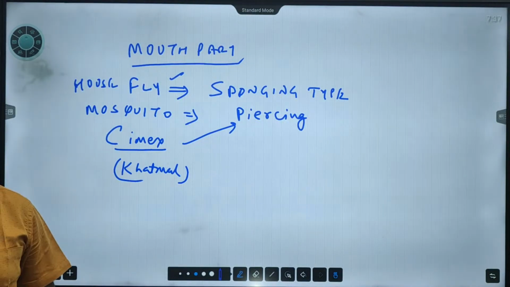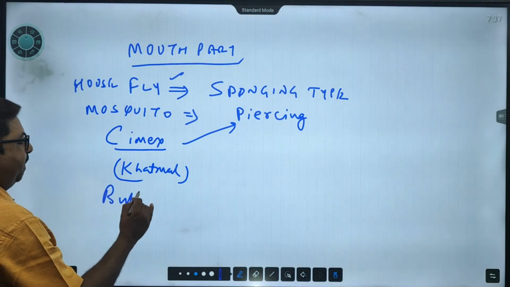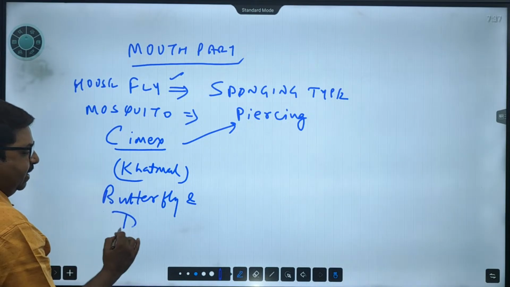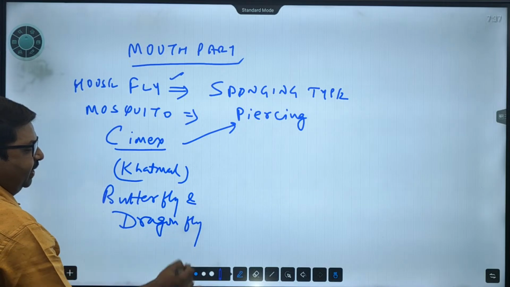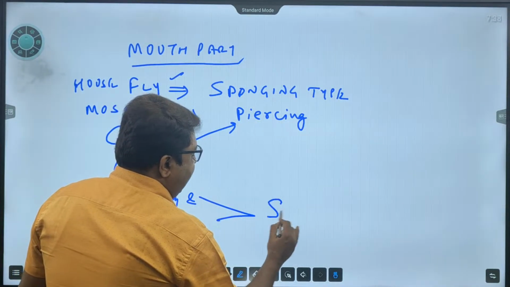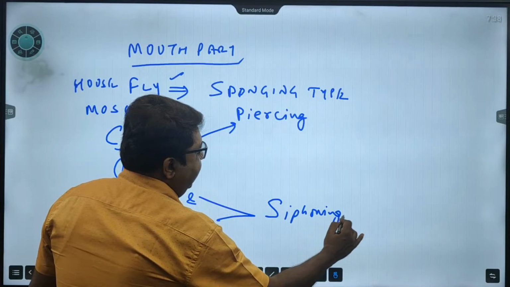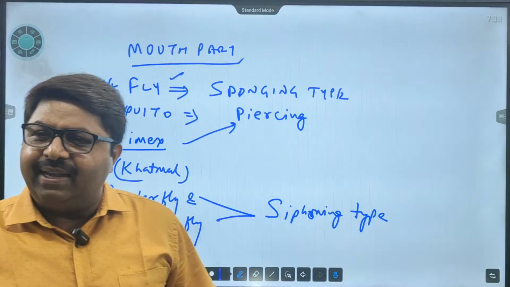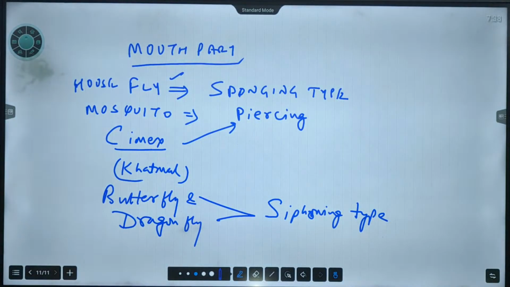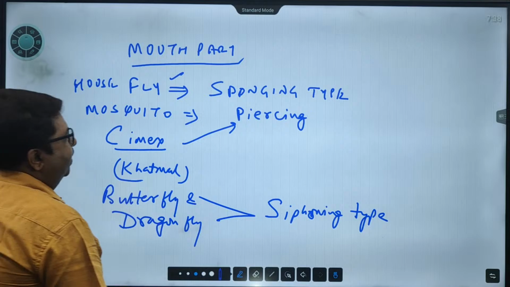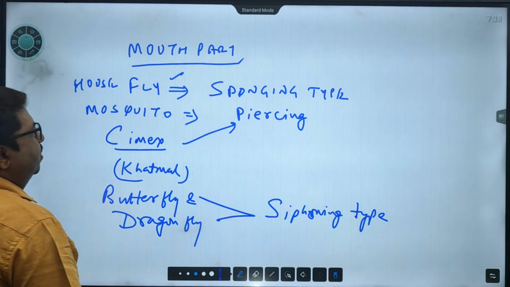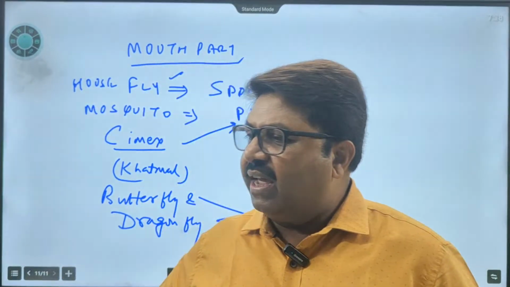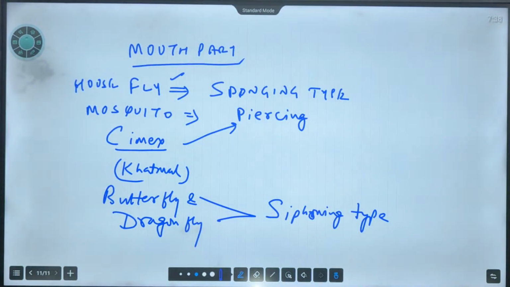Tell me. Butterfly and dragonfly, they have got siphoning type. Siphoning type. Butterfly and dragonfly, they have got siphoning type of mouth parts. So that's it. These are the mouth parts. I think we have talked a lot about this. See if any points that we have missed from your book. I don't think we have missed any of the points.